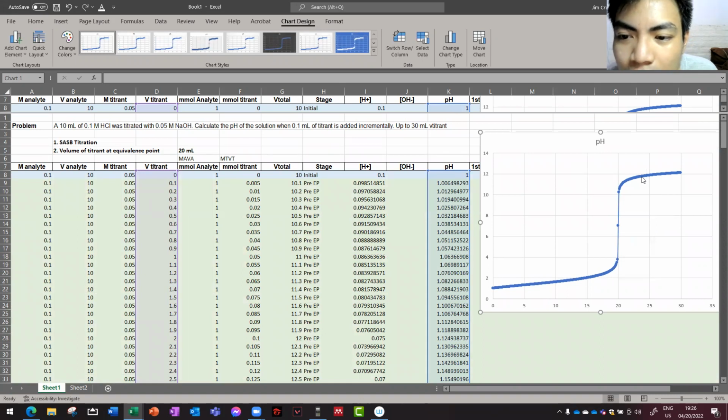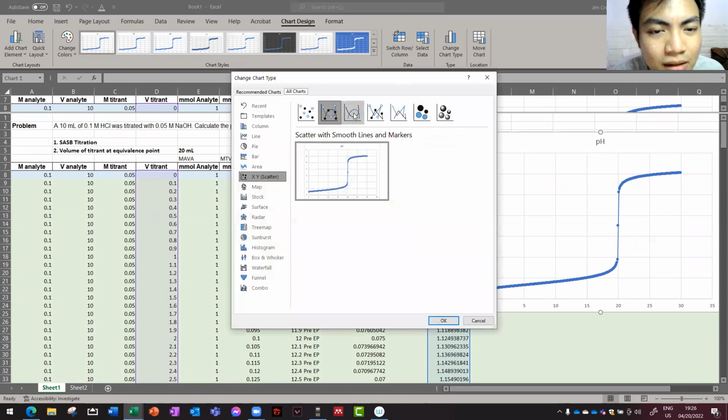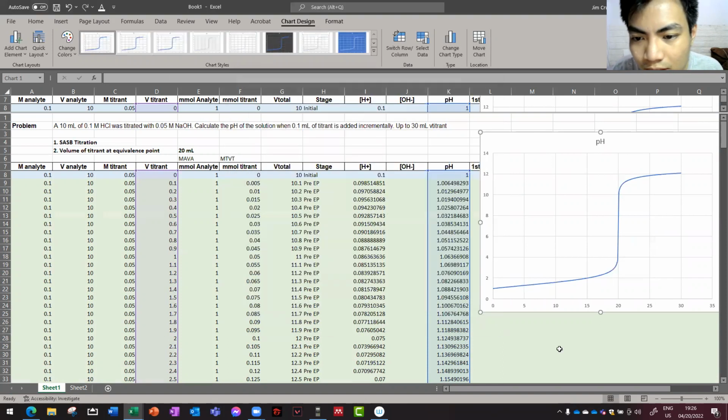Sorry, the one with dots doesn't look good. Let's change the chart type. Just choose the smooth line without the dots. Okay, there you go. That's a very beautiful titration curve.